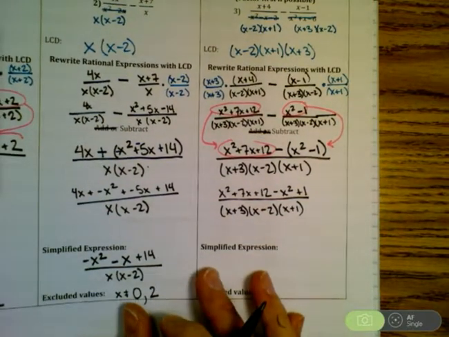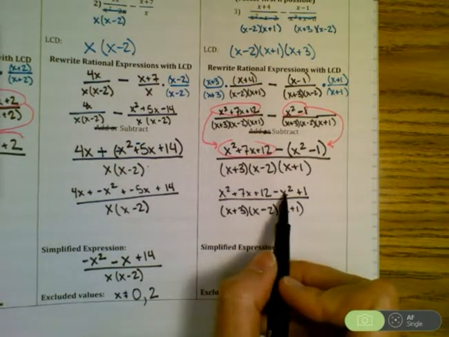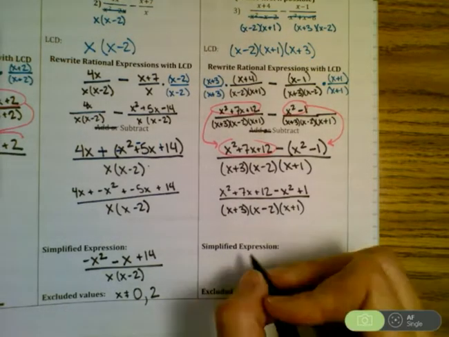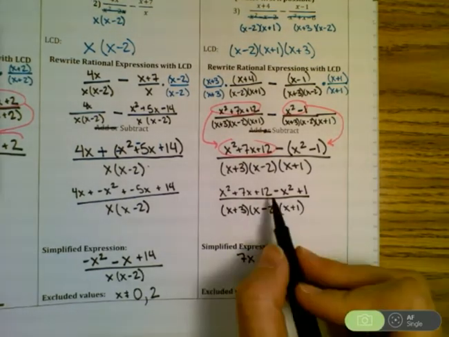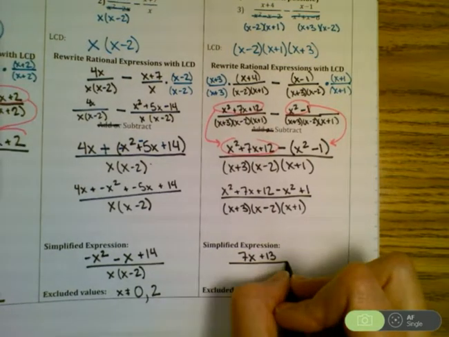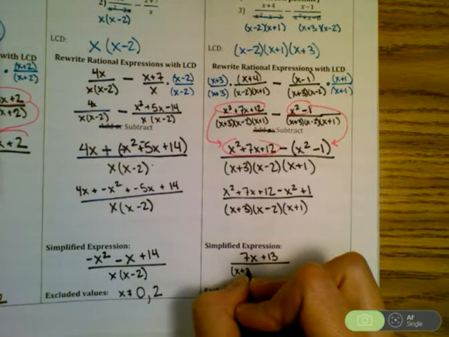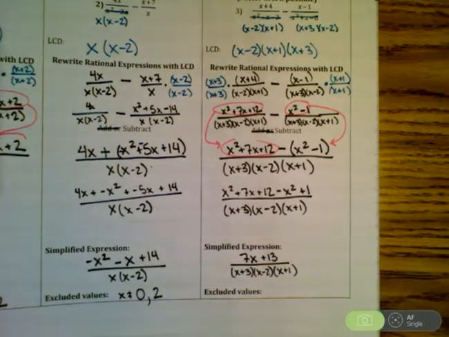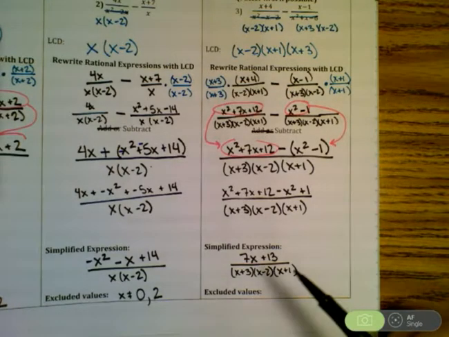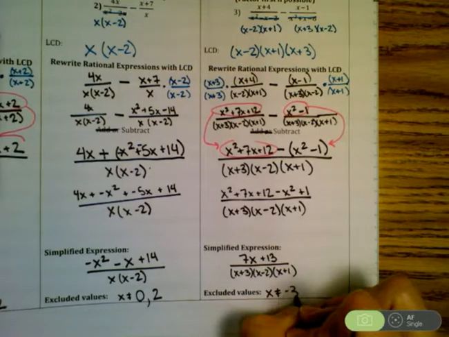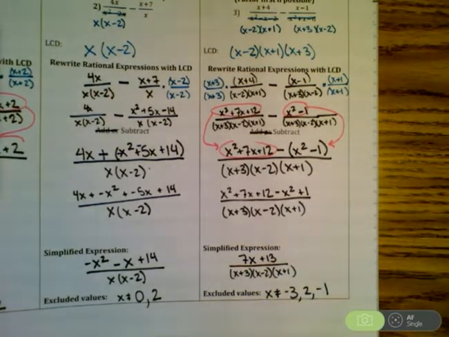And now we simplify. x squared minus x squared is 0, so I have no x squareds. 7x and no other x's, so I have a 7x in my numerator. 12 plus 1 is 13, and my denominator stays the same. Finally, my excluded values, so I look at these. Opposites, so x can't be negative 3, positive 2, or negative 1.